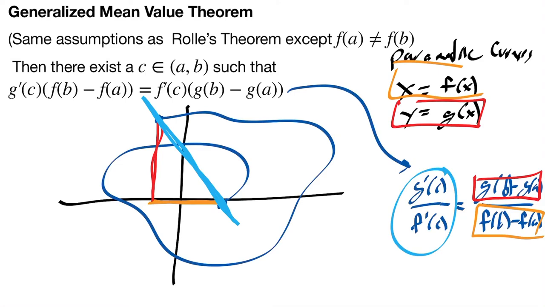Well, g prime of c is like a rate of change in the y direction, and f prime of c is a rate of change in the x direction. So what it really is, it's some point on here that has a derivative where the two slopes match up. What we're saying is similar to what we talked about with the mean value theorem. This theorem has two lines that are parallel to each other. They have the same slope. It's just kind of in a parametric way.